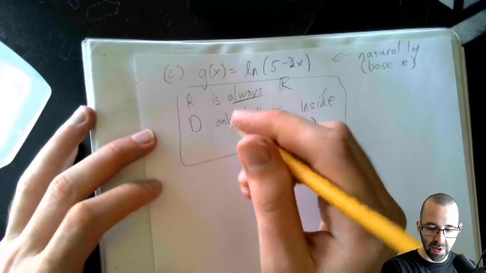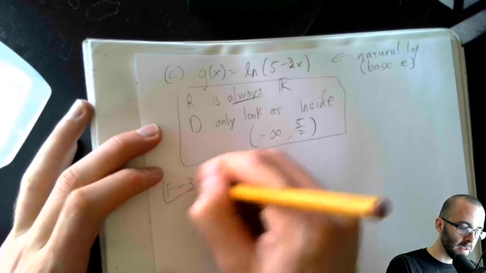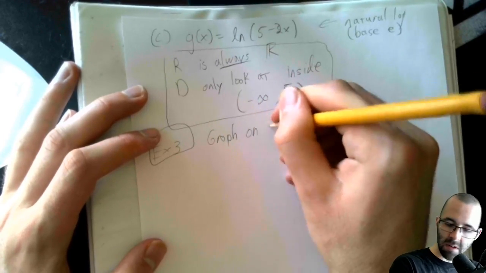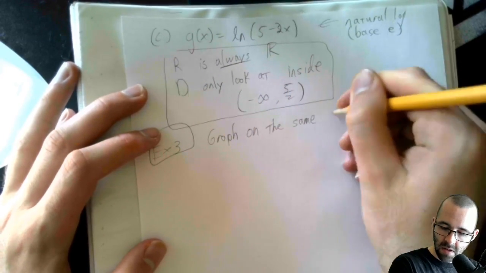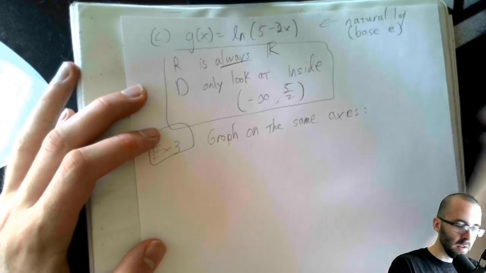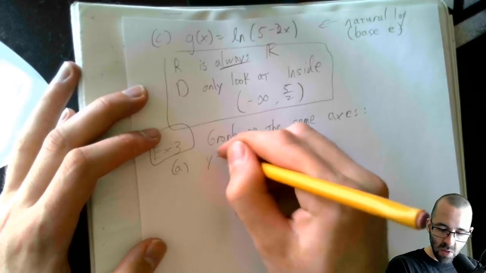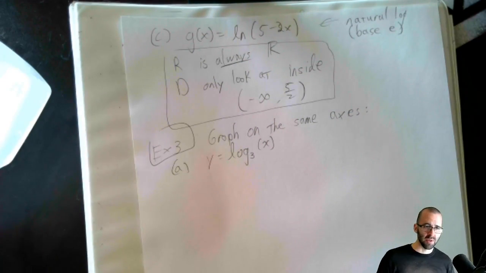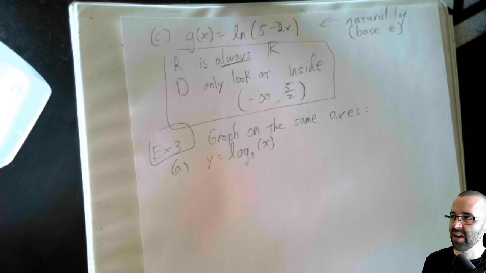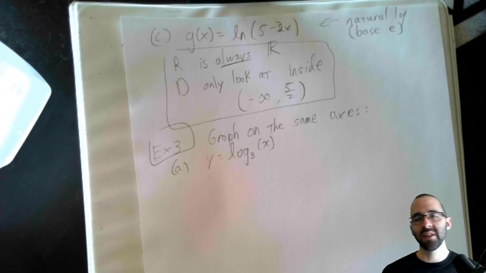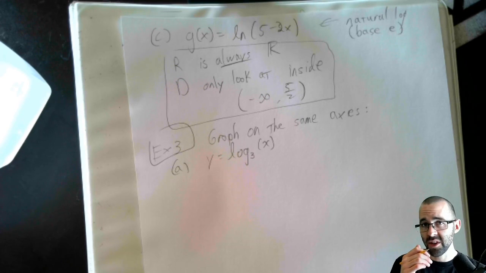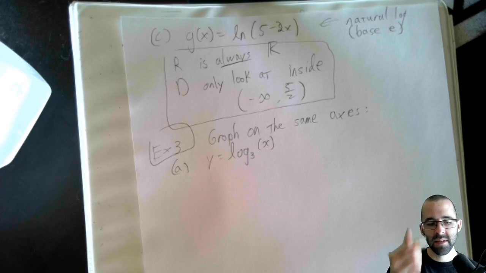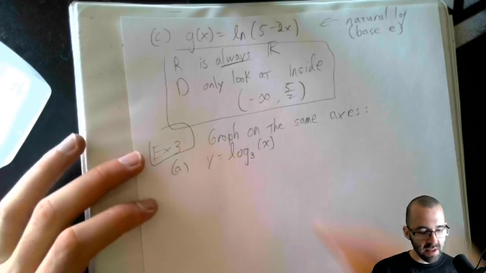All right, example 3. Graph on the same axes. Part A: y equals log base 3 of x. So remember, I said there are 2 ways of graphing this. We could graph its inverse function, 3 to the x, then flip all the x's and y's, just like we did in example 1. Or we could make a table. Let's make a table.